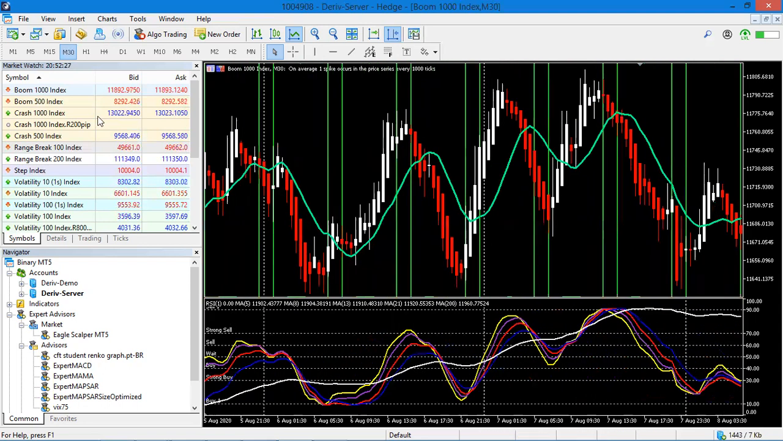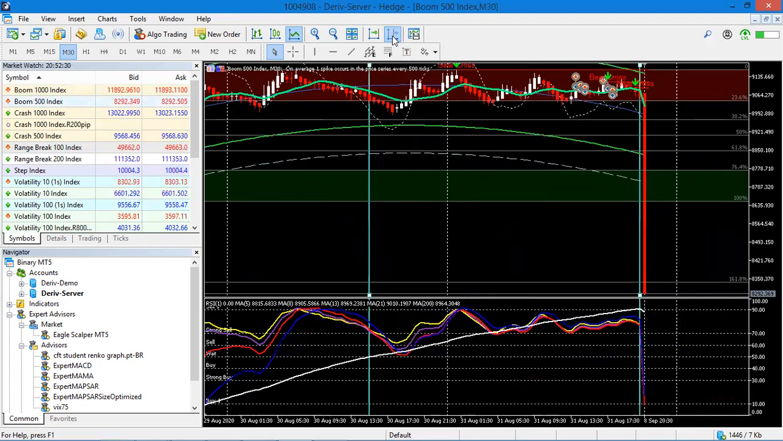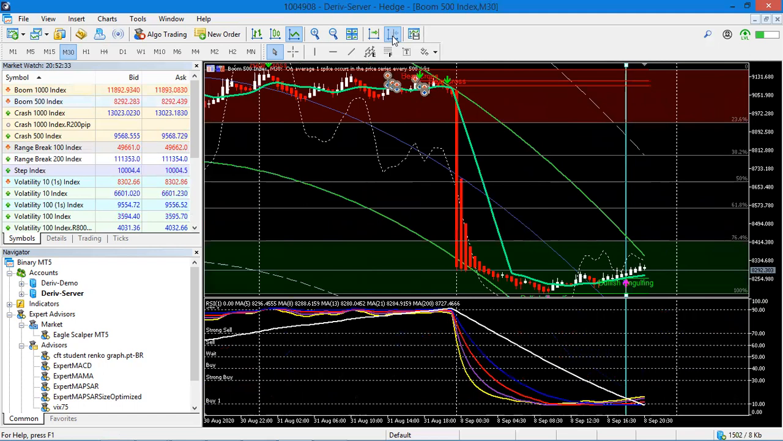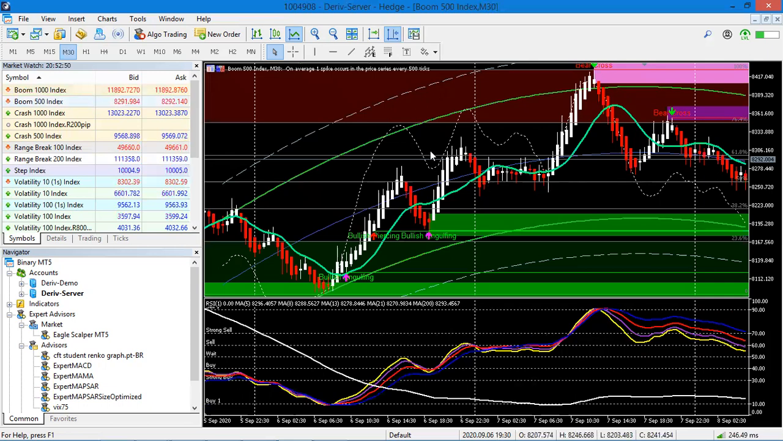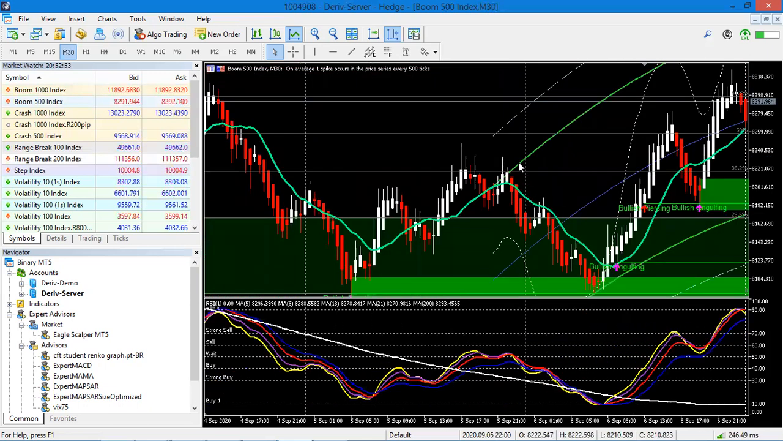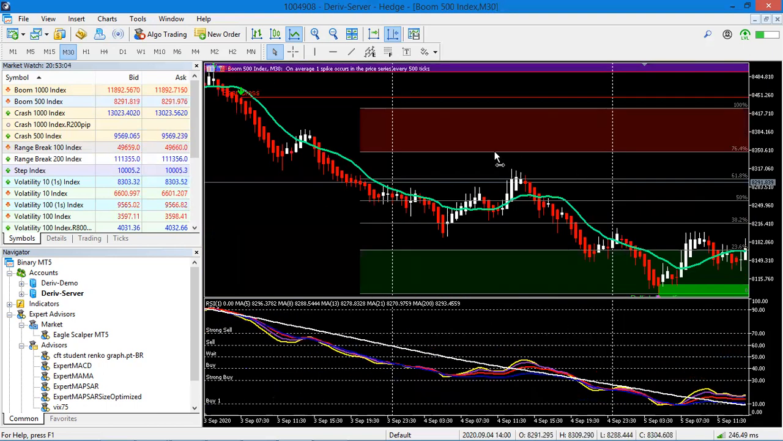Same thing with the boom 500, guys. Let me load it. Same thing with the boom 500. It goes up, comes down, goes to retest, closes below most of its body, you sell. You can survive, you'll be safe, guys. Same thing here.